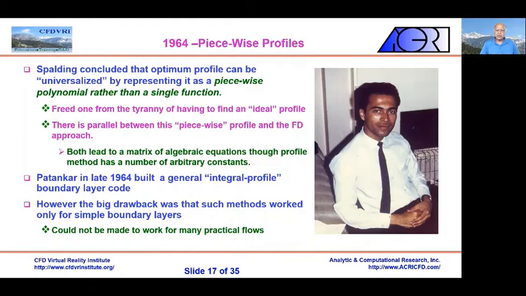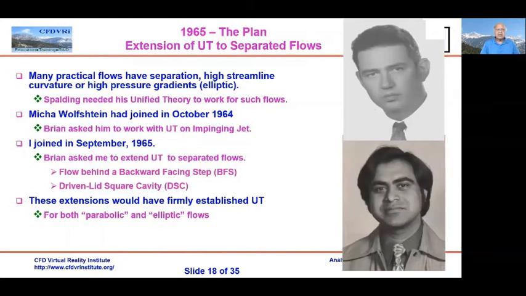Nonetheless, the big drawback was that this method worked only for simple boundary layers, when there was a boundary layer. It could not be made to work for many practical flows, not yet, not at that time. Many practical flows have separation, high streamline curvature, or high pressure gradients. These are called elliptic flows, rather than the parabolic flows of boundary layer flows. So Spalding needed his unified theory to work for such flows also.